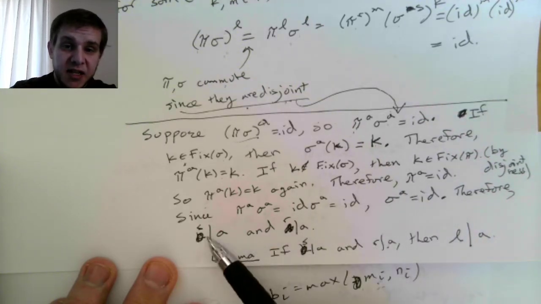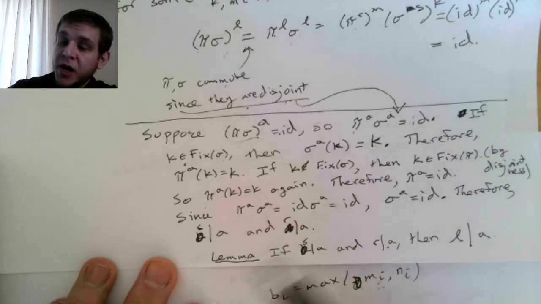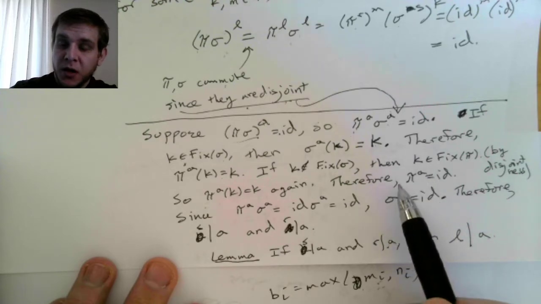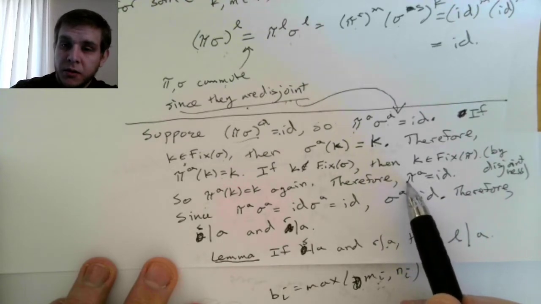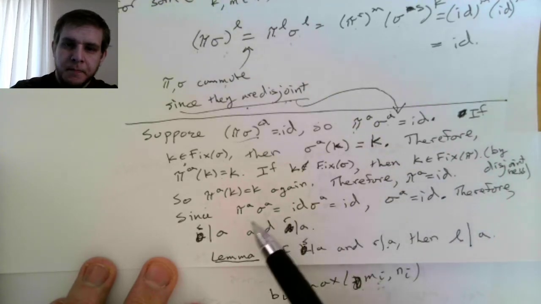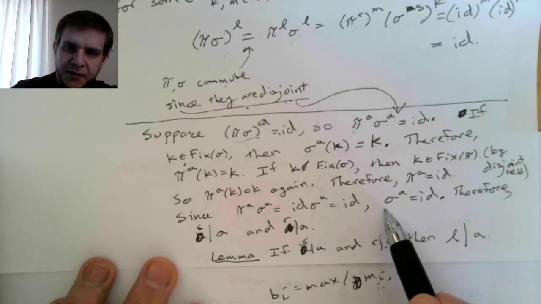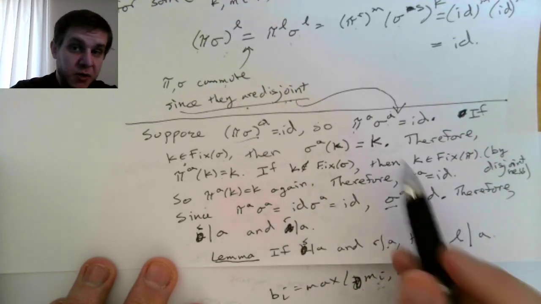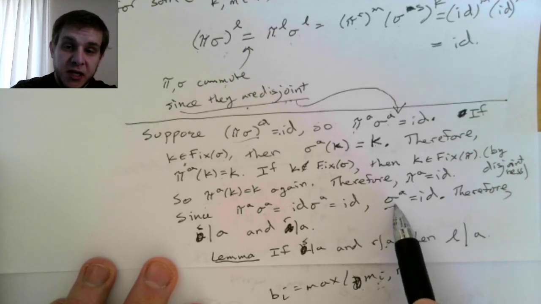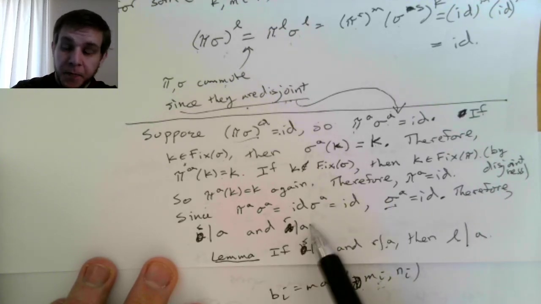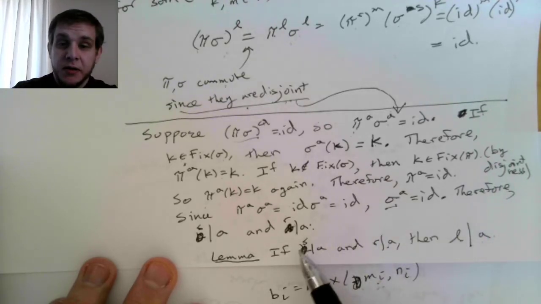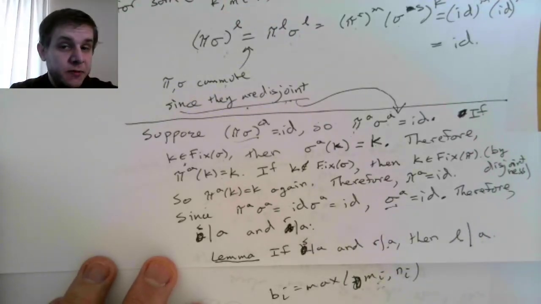That's going to tell me that S divides A, right? Because the order has to divide every number for which the power is equal to the identity transformation. And we can similarly prove, either by this argument or just reversing the roles of pi and sigma, that sigma to the A is equal to the identity, which gives me that R divides A. And then I just need this little lemma about least common multiples, that we have a similar one for GCDs, right?